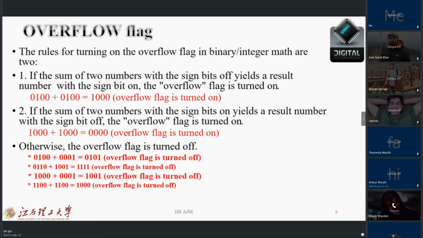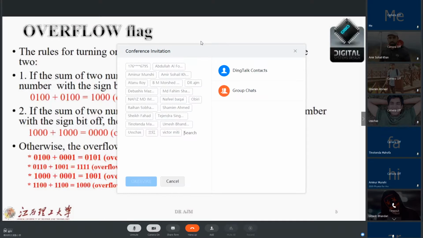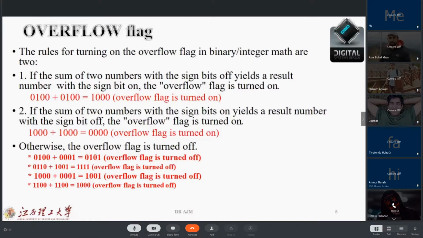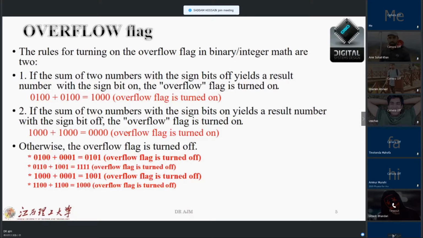If the sum of two numbers with the sign bits off yields a result number with the sign bit on, the overflow flag is turned on. See the example that I show here: 0 1 0 0 plus 0 1 0 0. The overflow flag will turn on, as you see here for the last bit, the overflow we have. And if the sum of two numbers with the sign bits on yields a result number with the sign bit off, the overflow flag is again turned on. In any other case like this, the overflow flag should turn off.